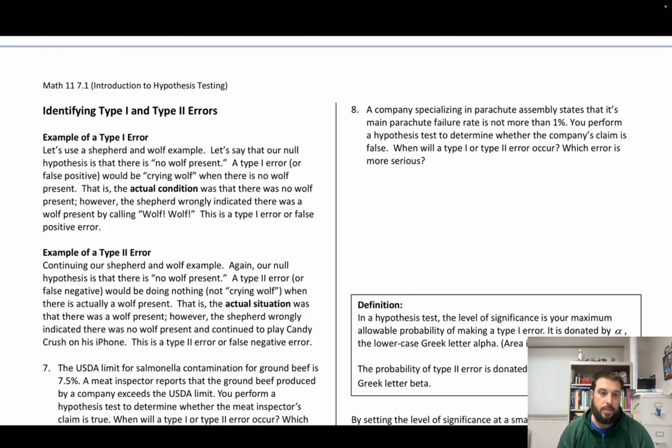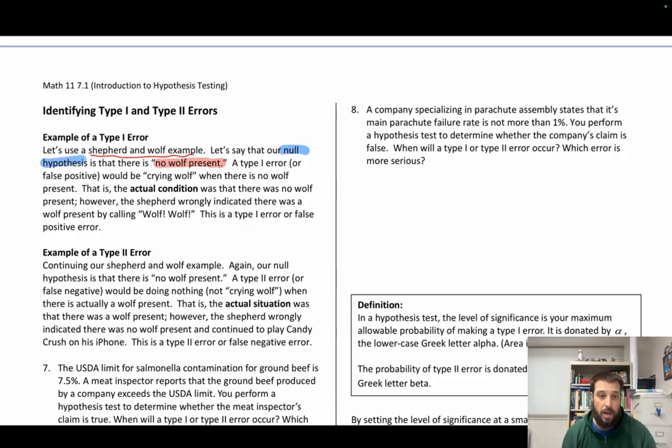All right, so let's continue here, and we're going to focus on identifying type 1 and type 2 errors. For our type 1 error, we're going to use an example of a shepherd and a wolf. And let's say our null hypothesis is there is no wolf present.